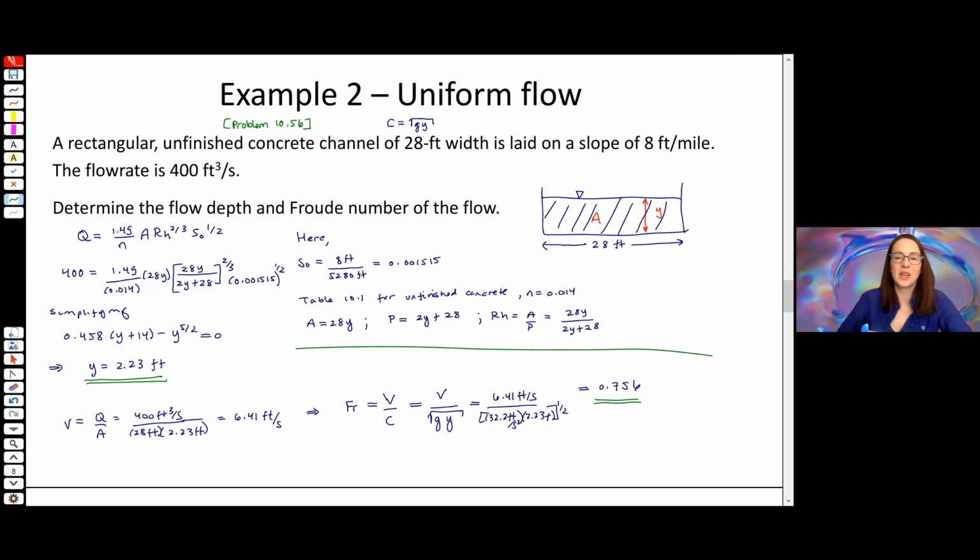So a question for you: is this subcritical or supercritical? Can we ever have a hydraulic jump in this flow? Okay, subcritical, thank you, Leah. Yes, it's subcritical, it's less than 1. That means that we can never have a hydraulic jump.